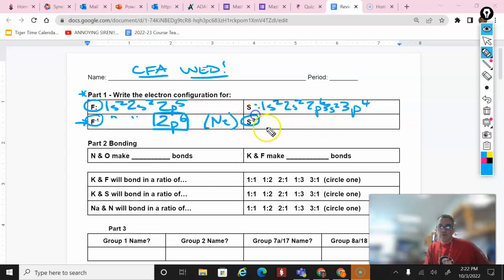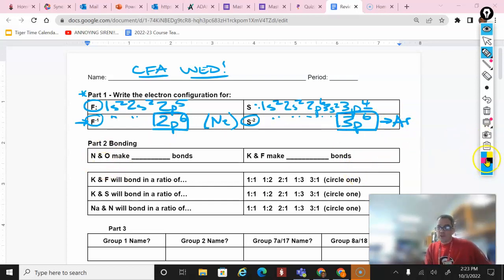Just like with fluorine, if we do sulfur with a -2 charge, that means it has gained 2 electrons. Everything else is going to be exactly the same. The ending changes because now 3p4 has 2 extra electrons. It's going to be 3p6. And again, notice what that is. That ends up showing us it's the same electron configuration that argon has.